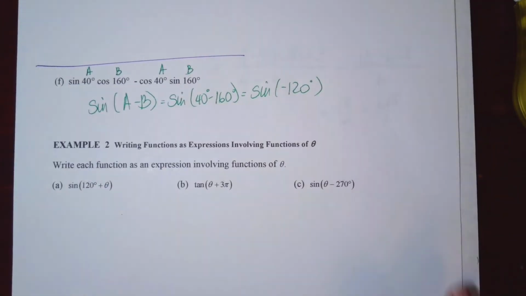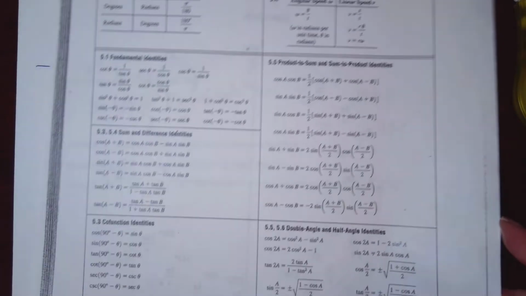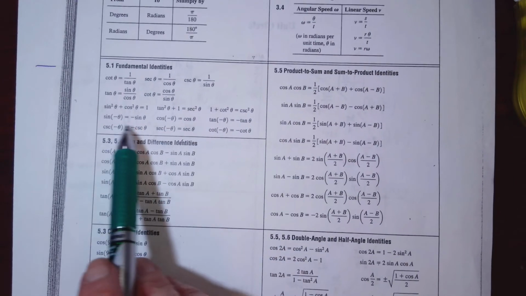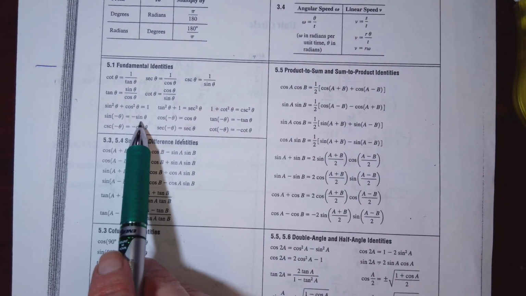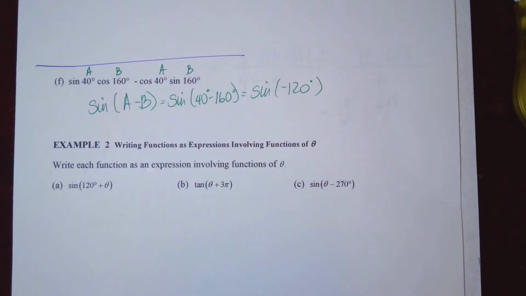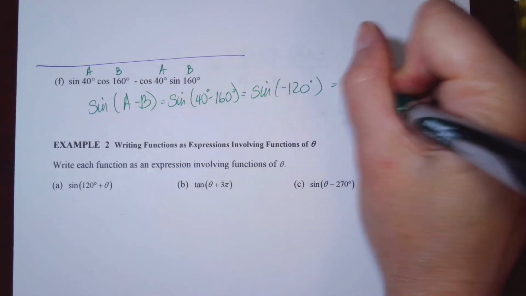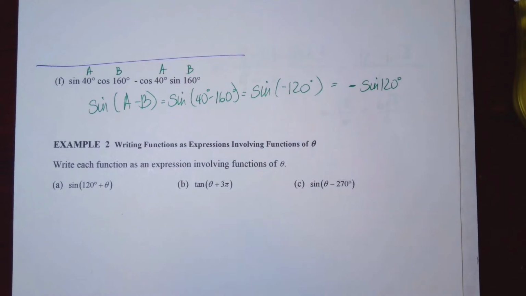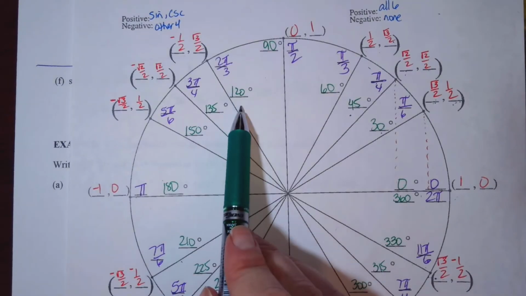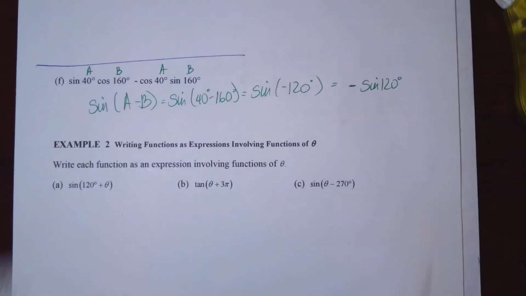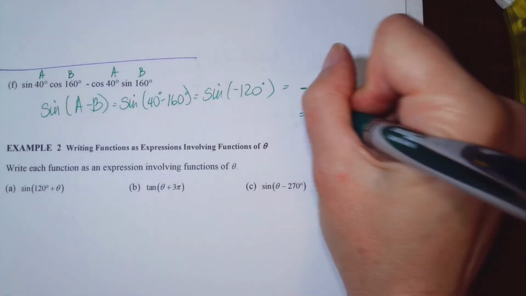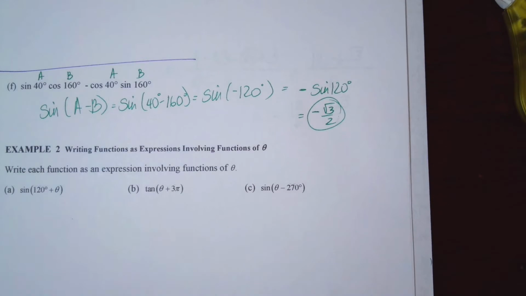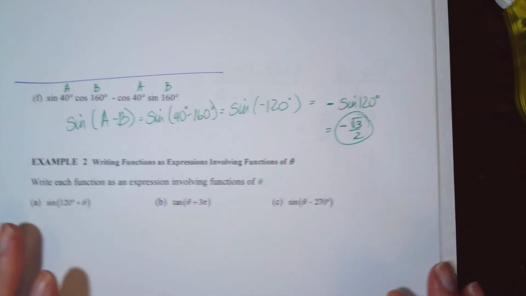You know what? We can use our even-odd identities here. Is sine even or is sine odd? Well, fundamental identities, sine is odd. So a sine of a negative 120 is the same thing as the opposite of sine of 120 degrees. 120 is in quadrant 2. Sine is positive here. So the opposite of that is a negative square root 3 over 2. So we went all the way to a value. Okay.